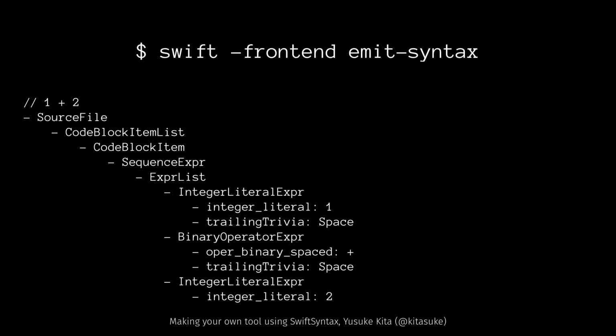And this is an output for the same example, 1 + 2, as Swift input. Again, the actual output is much longer than this, but this is just an example. Still, I think you can see the structure of the source file. Again, from the top, it has source file, expression and code block items, expressions, and detailed expressions. If you're curious about other syntax as well, feel free to give it a try with your different input later.